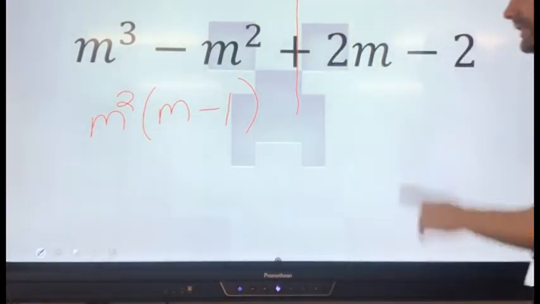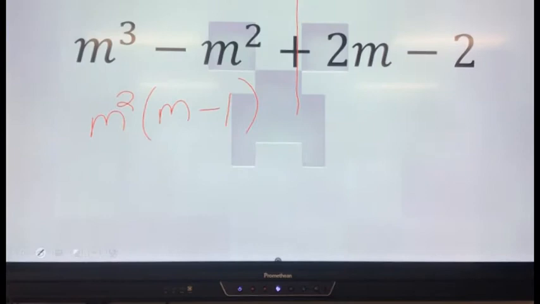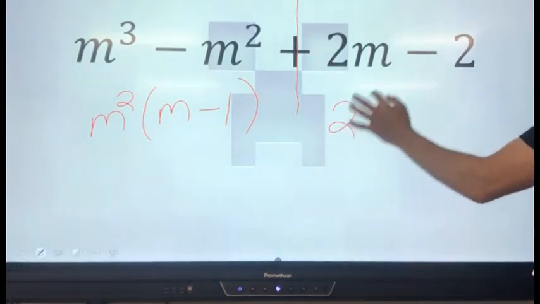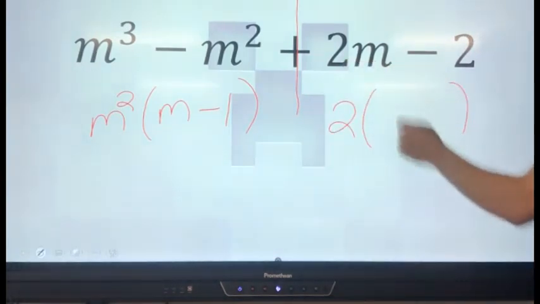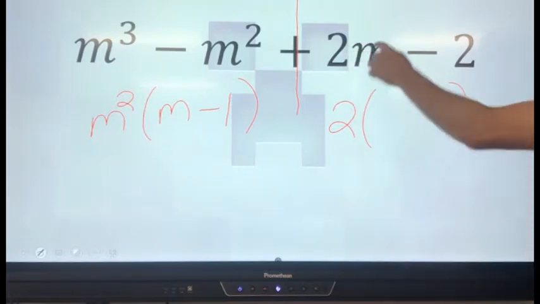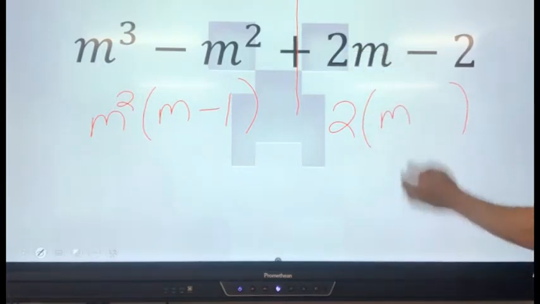A 1, or in this case, a negative 1. So the left side looks good. Let's look at the right side. What's the GCF? What do they have in common? A 2. Just a 2. If I take away 2 from 2, all I'm left with is an m, right?